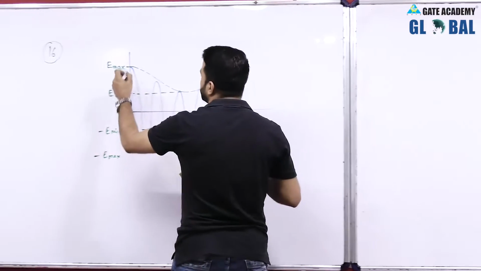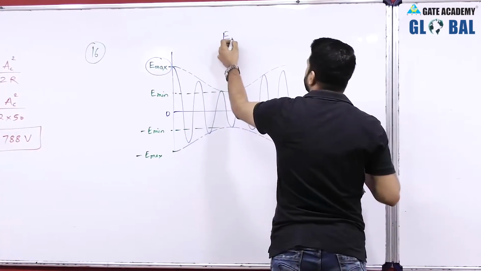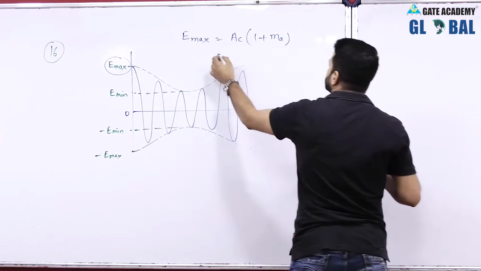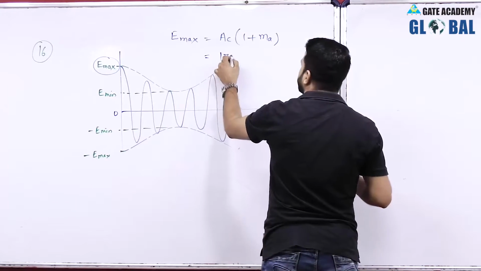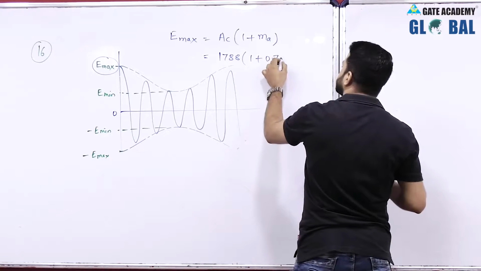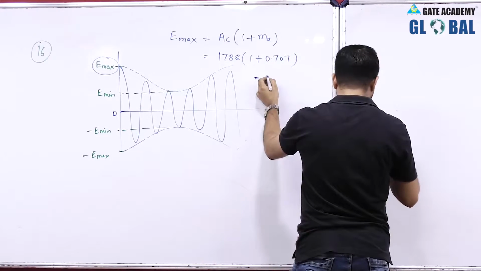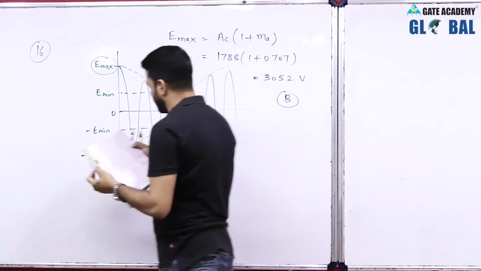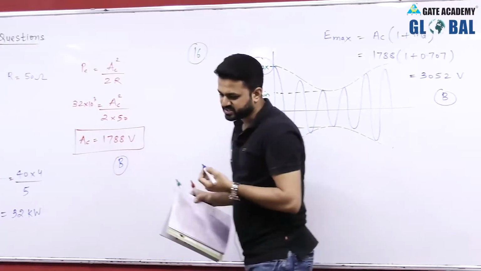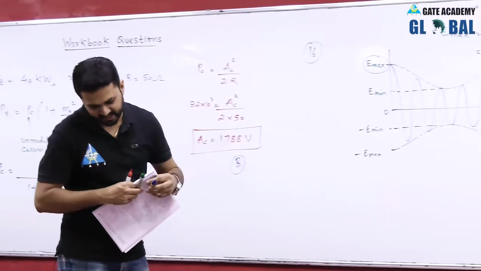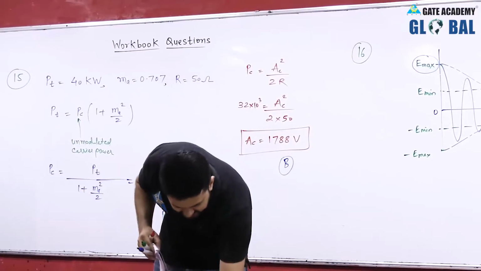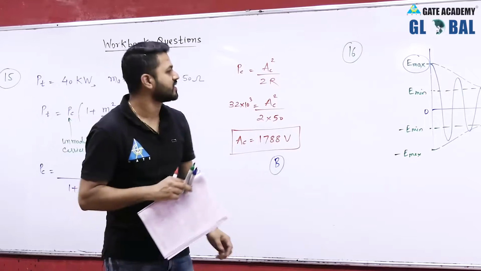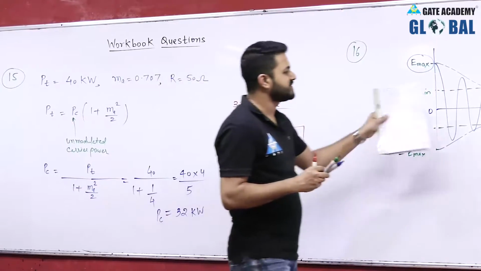So after modulation the peak amplitude is Emax, and for sine modulation this peak amplitude is given by AC into 1 plus MA. So we get AC, which is 1788, and 1 plus 0.707 modulation index. So we get the value as 3052 volt, which is option B, and 1788 is also option B. So the answer for question number 15 and 16 is option B. You can check the answer.